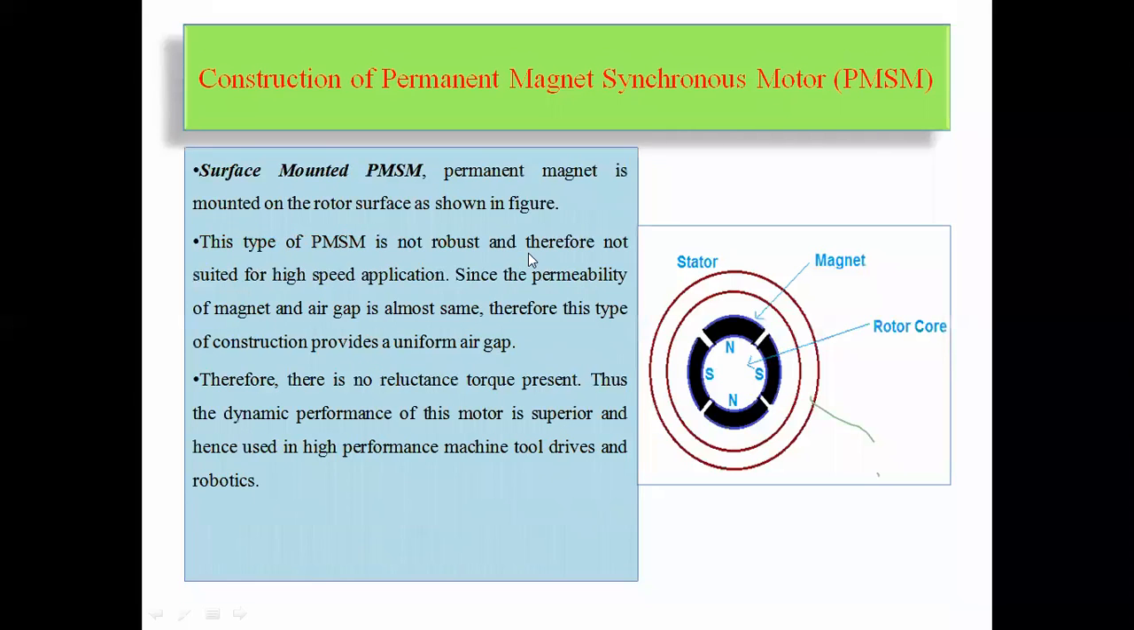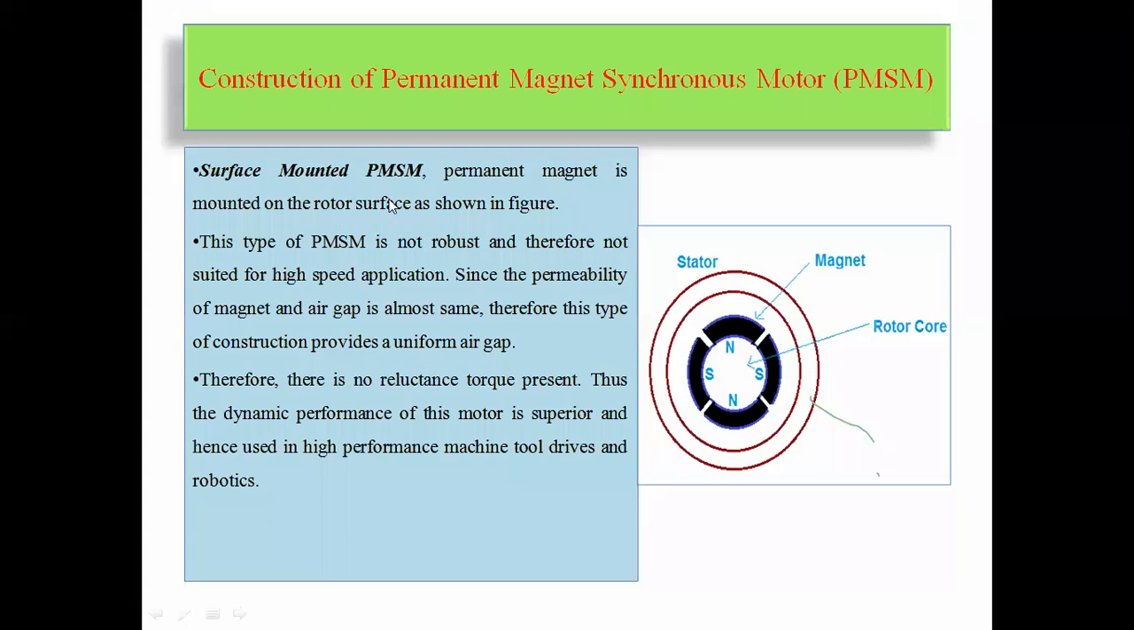Now we will see the construction of the permanent magnet synchronous motors. As I said, there are two types. First, we call it the surface mounted permanent magnet synchronous motor, where the permanent magnet is mounted on the rotor surface. According to the position of the permanent magnet, the motor is classified into two types: surface mounted permanent magnet and buried or interior mounted.